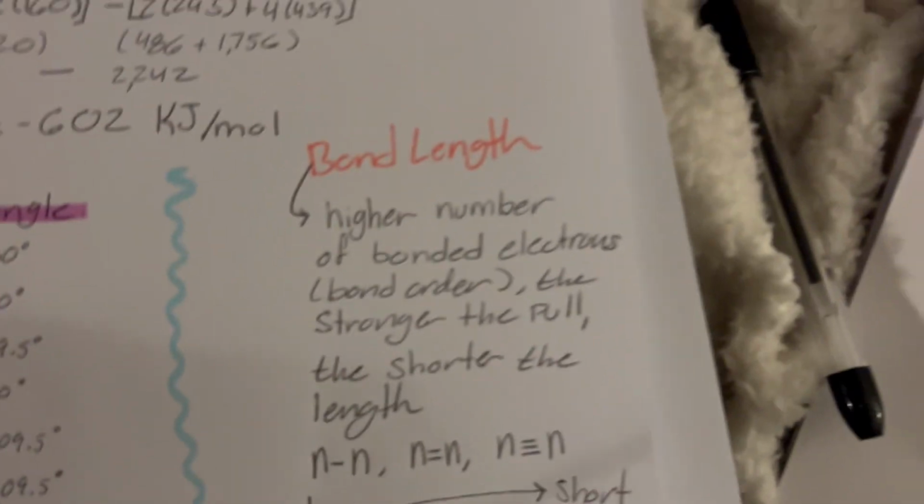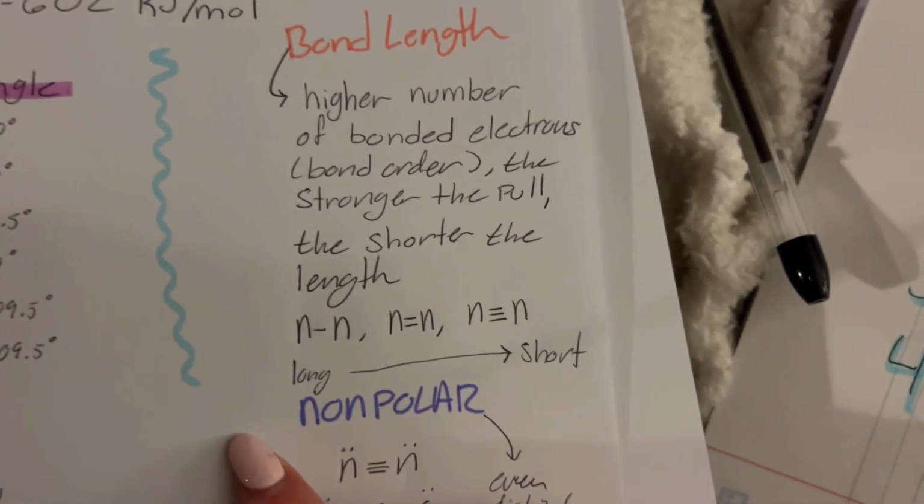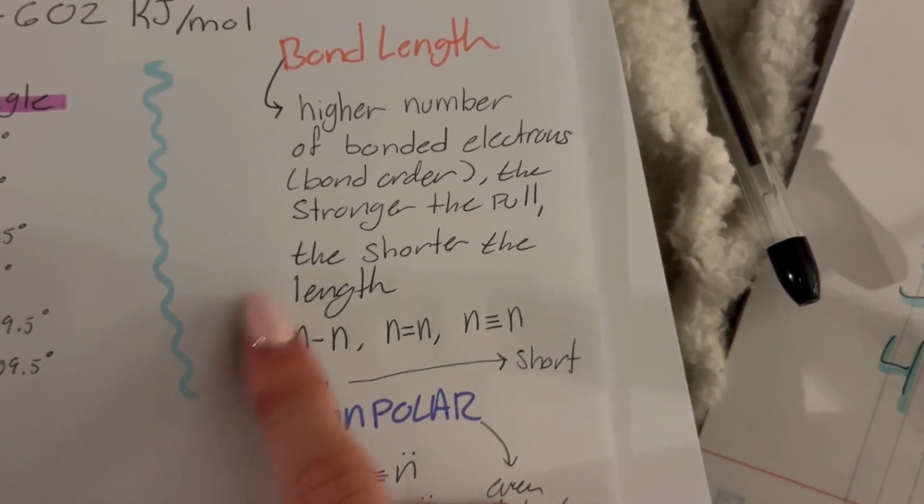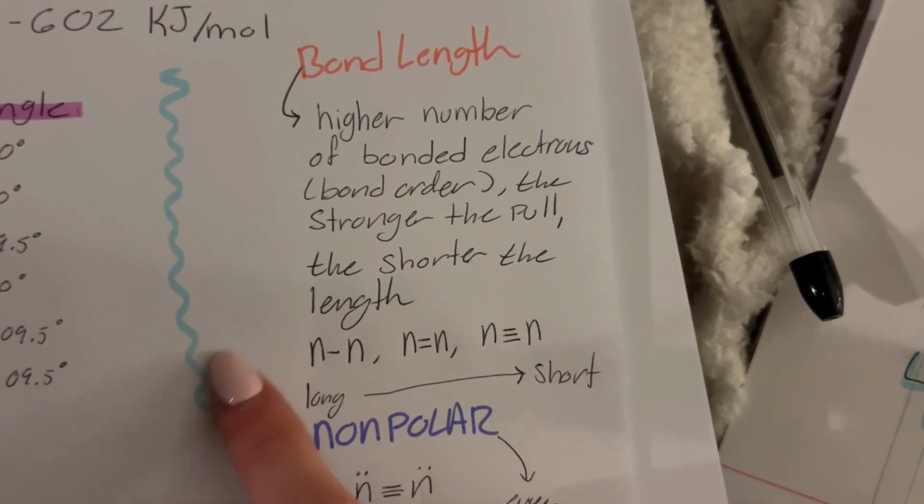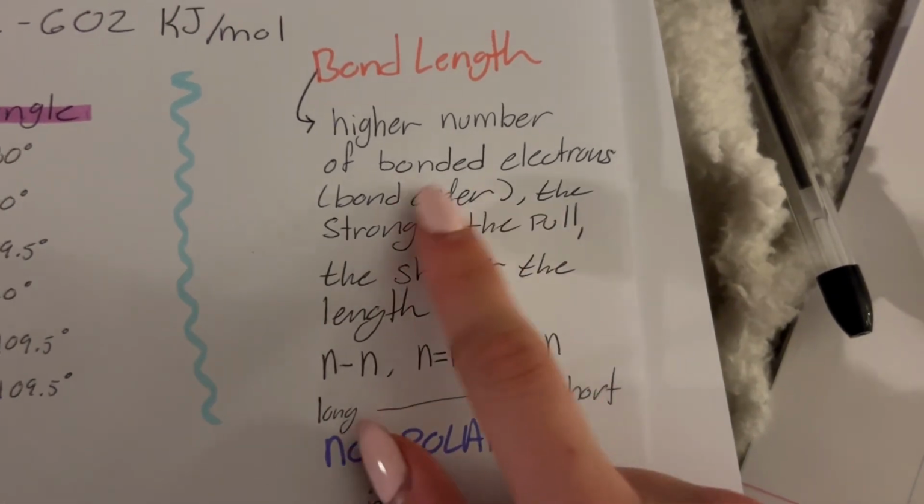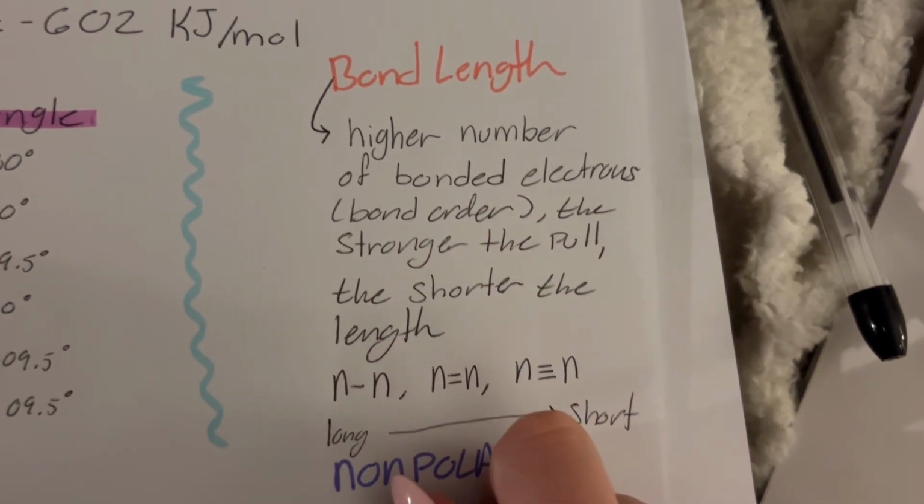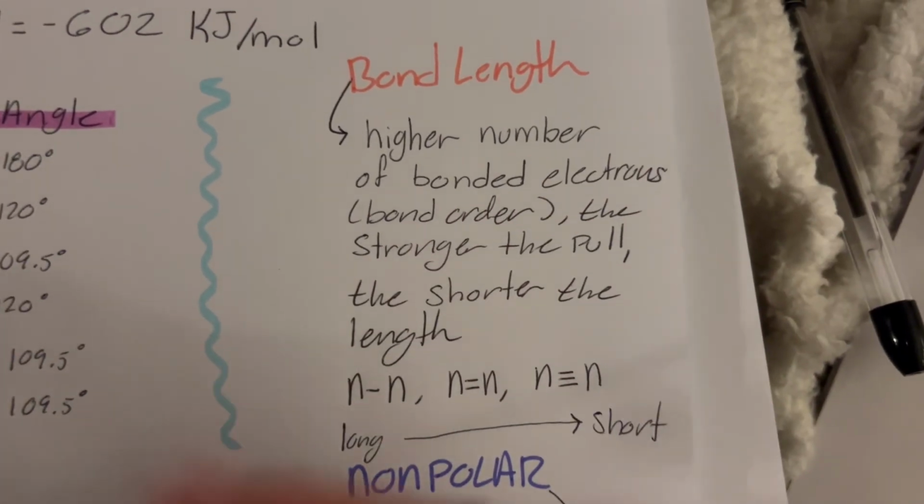And then the question of bond length came up. The higher number of bonded electrons, so 2 electrons, 1 bond, 4 electrons, 2 bonds, the higher the number of bonded electrons, or bond order, the stronger the pull will be. So the more electrons you have, the stronger the pull.